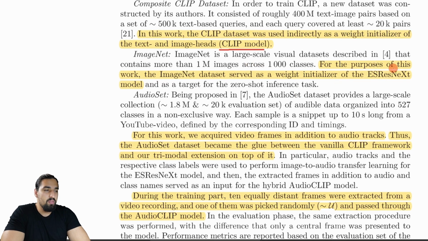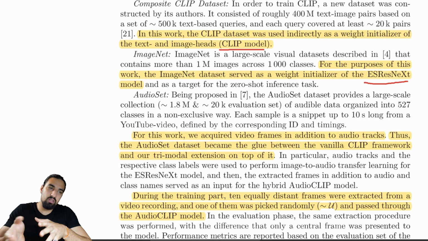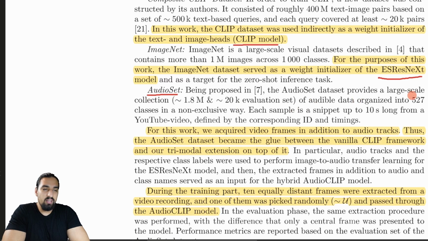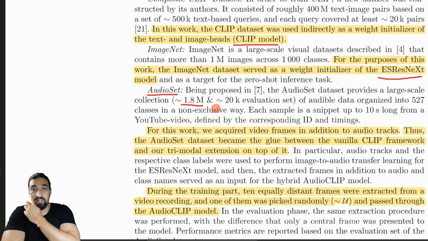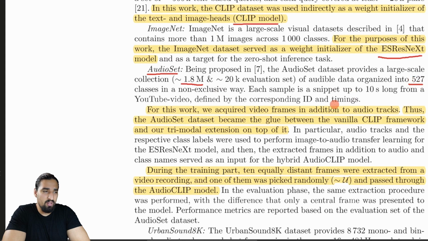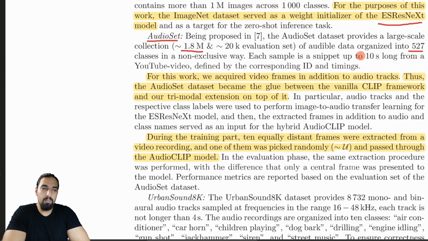For the purposes of this work, the ImageNet dataset served as a weight initializer of the ESResNeXt model. In the previous paper that introduced ESResNeXt, they showed that using ImageNet initialization helps boost the classification performance on sounds after they additionally train it on this thing called AudioSet, which we'll soon see. So aside from those two datasets which are used implicitly, they used AudioSet explicitly. That's a dataset that has 1.8 million samples, so it's a fairly big dataset for the audio research community. It has 527 classes, and each sample is a snippet up to 10 seconds long from a YouTube video defined by the corresponding ID and timings.